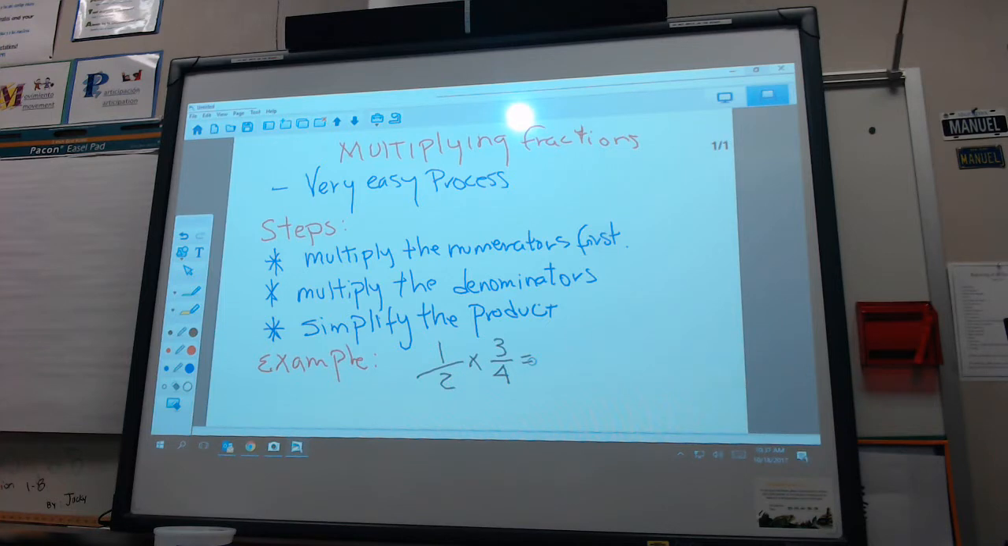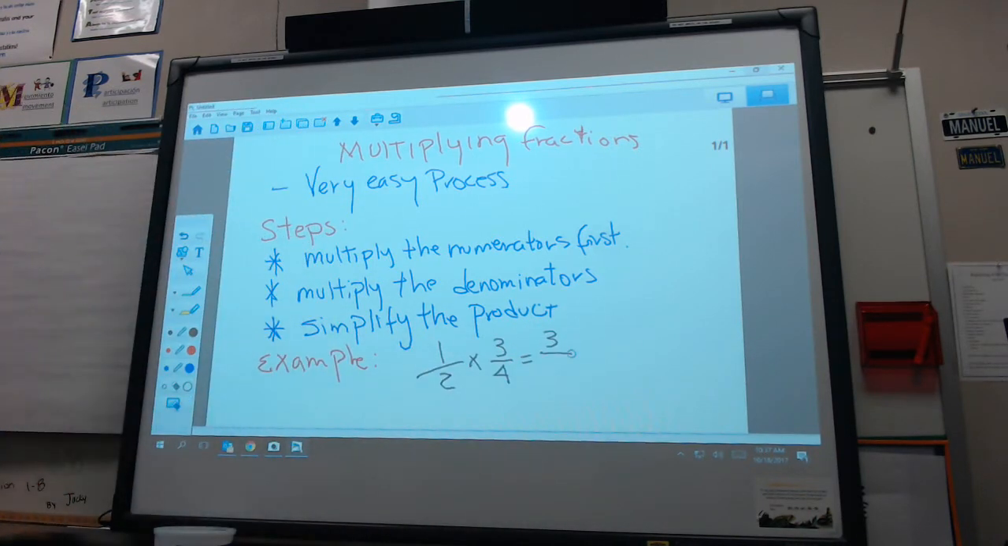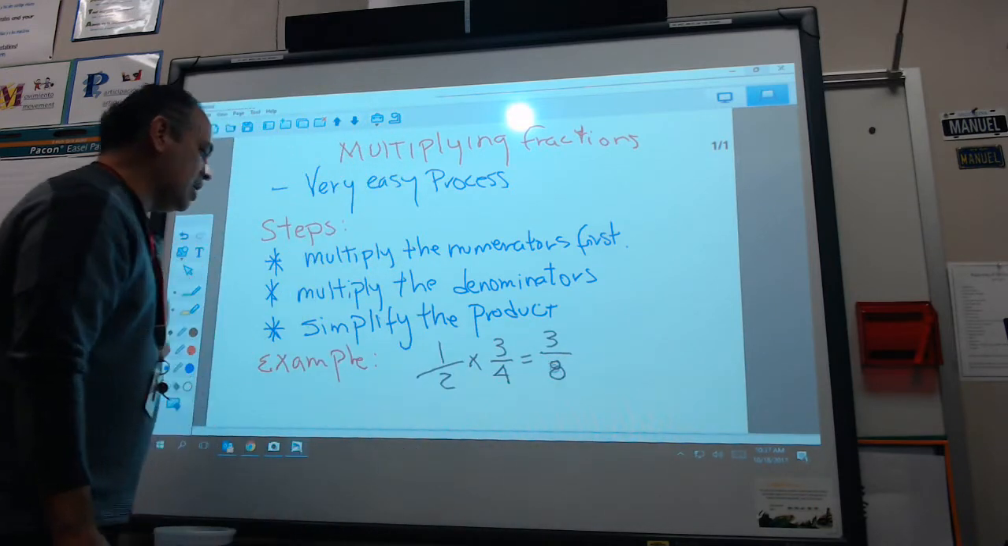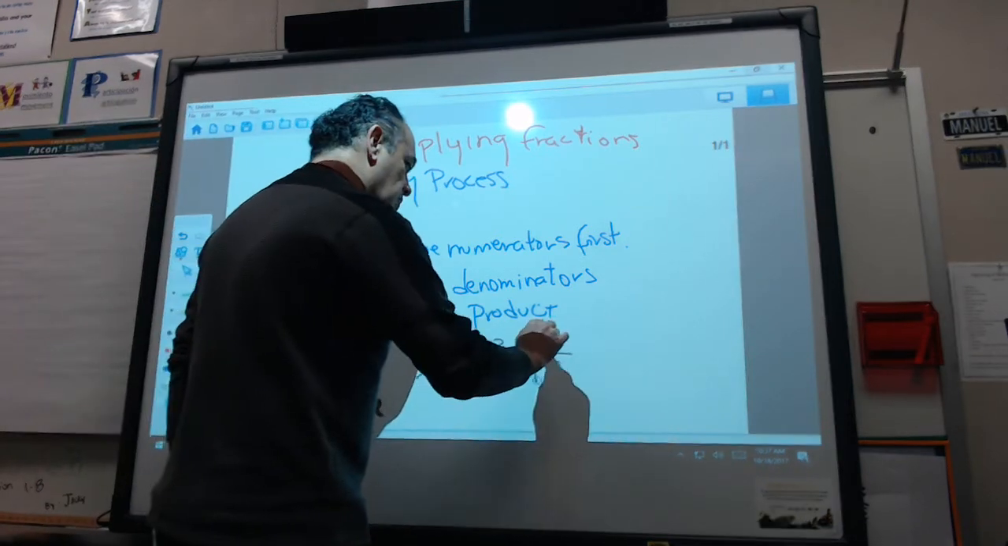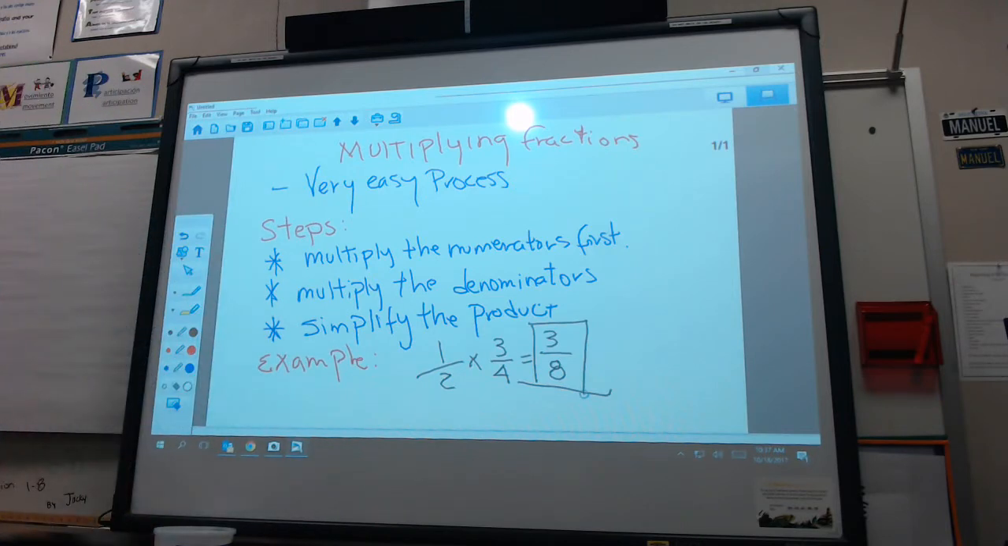So, step one, multiply the numerators. Easy peasy. 1 times 3 is 3. 2 times 4 is 8. That's step number two. And the last step is to simplify the product. 3/8 is already simplified because 3 and 8 do not have common factors. So I am done. Now how hard was that? That was not hard at all.